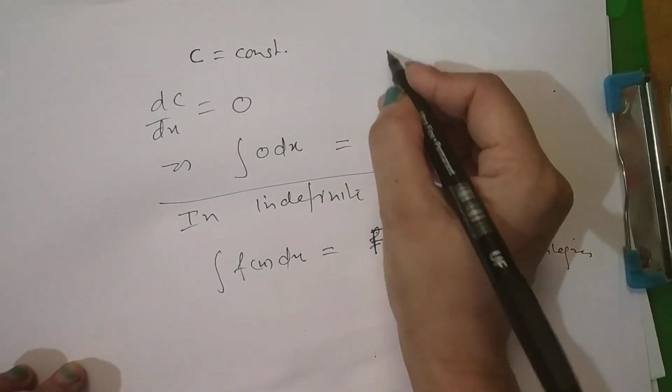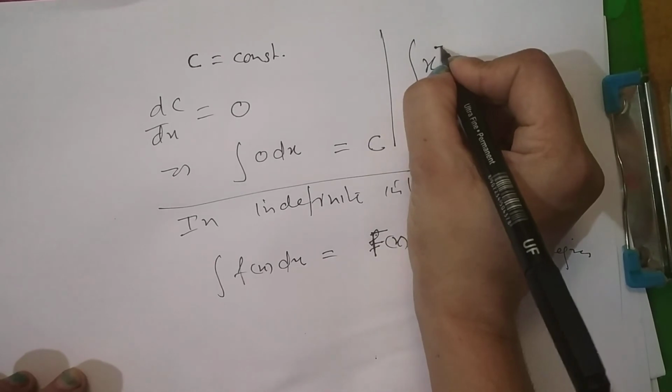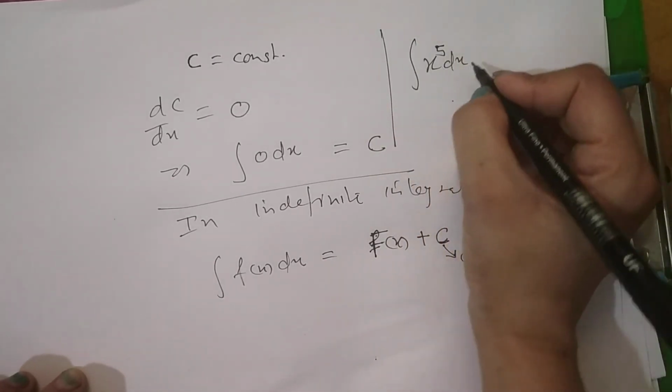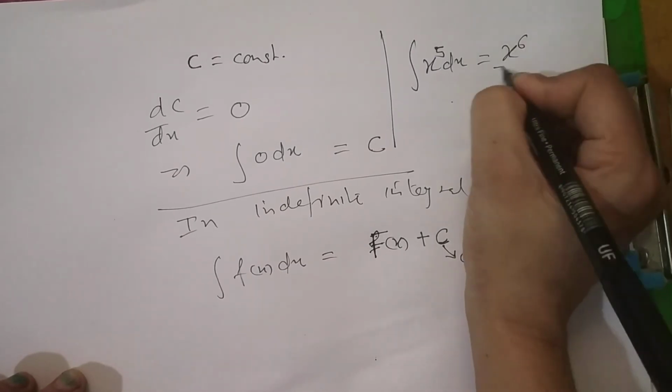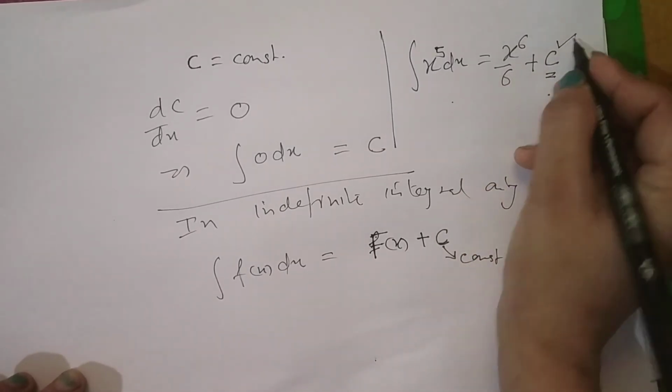So whenever you write the answer, like in power rule we have, suppose integral of x raised to power 5 dx, we have to find the integral of this. This will be x raised to power 6 upon 6 plus constant. Always remember this to write.